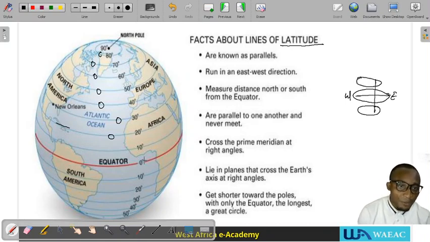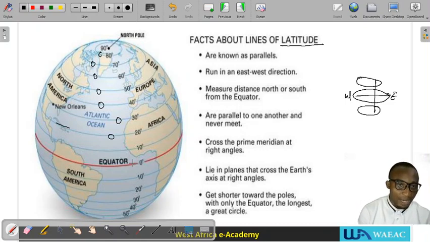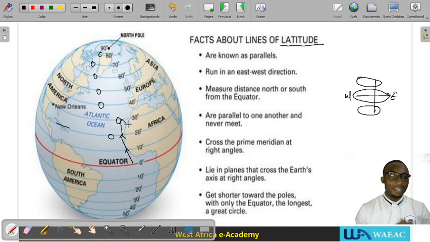And if you observe very well, this is the equator. The equator measures the distance north or south. From the word equator, it equates the north and the south. So from the equator, we can calculate 10 degrees upward. An additional 10 will make it 20 degrees. An additional 10 will make it 30 degrees.